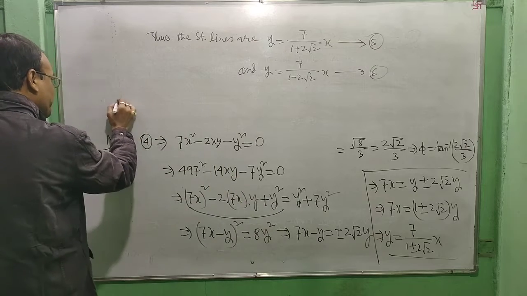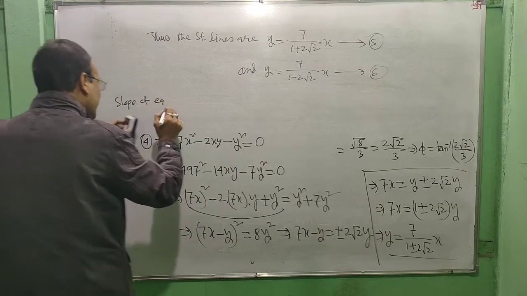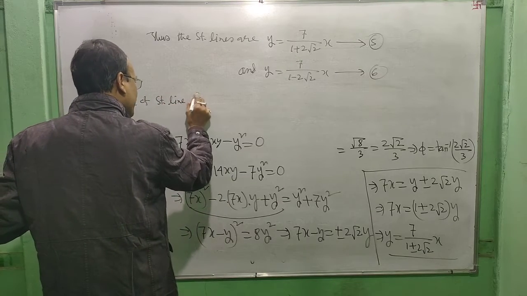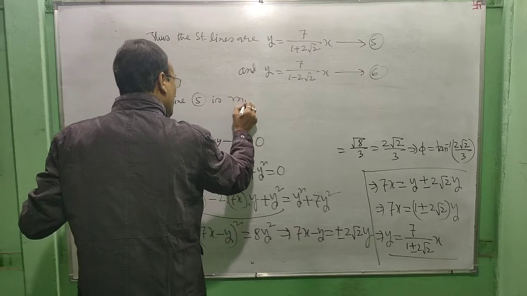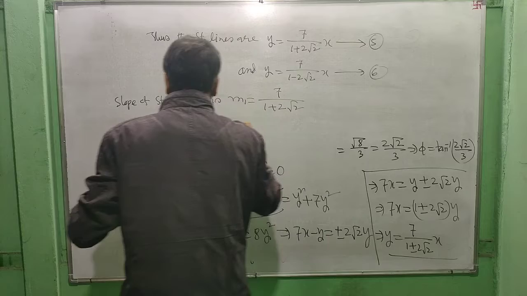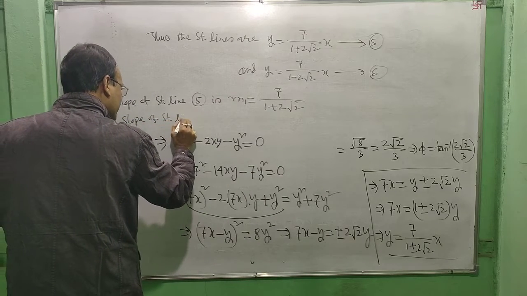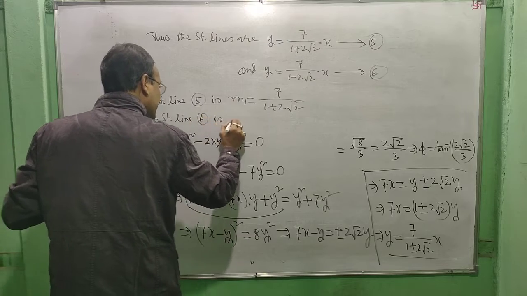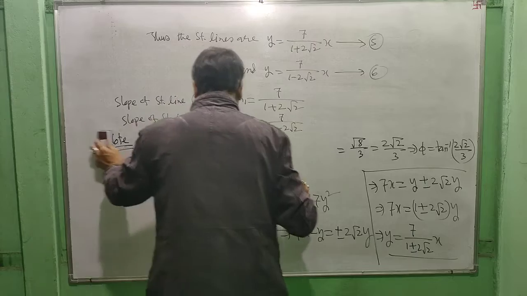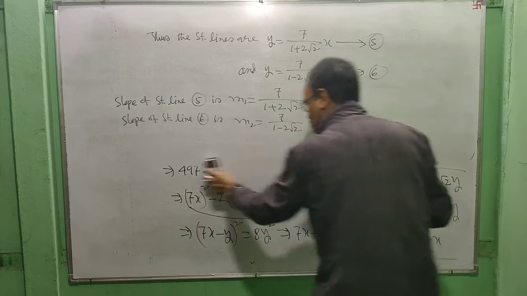Now the slope of straight line 5 is m1 equal to 7 divided by 1 plus 2 root 2. The slope of straight line 6 is m2 equal to 7 by 1 minus 2 root 2.